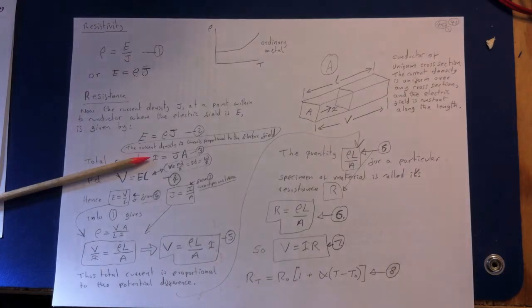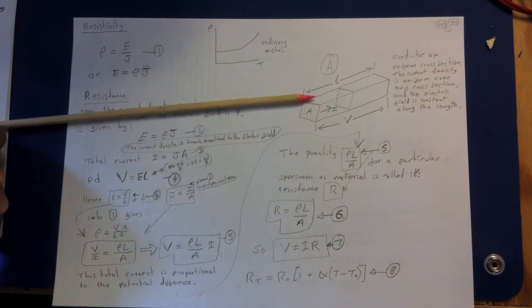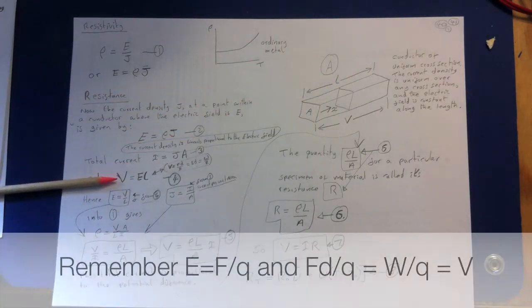And the potential difference, V, between the ends of the conductor is V equals E times L. So here we have the potential difference, V, between the ends of the conductor, which is the field times the distance. In other words, the field times the distance, L. So we have the potential difference of V equals E times L, which is marked as equation 4.